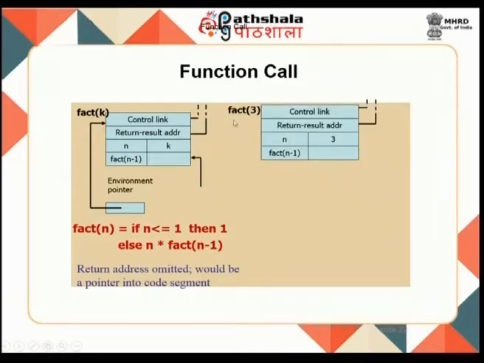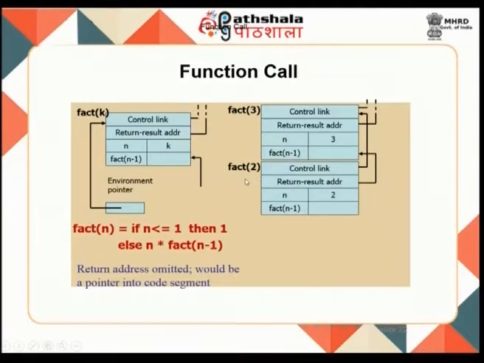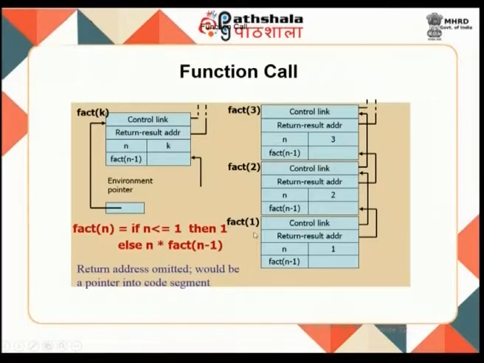So, suppose we start with factorial 3: you have n equal to 3 here, and factorial n minus 1. This in turn will call factorial 2, and this is on the bottom of the stack. Then you have 2 here and factorial n minus 1, and then n equal to 1 and factorial n minus 1. After this there is no call. So, factorial 1 will return. When it returns, it will pop this and go back with the result to this one, where it will be stored, and then whatever processing has to be done is done. Then you have finished factorial 2, so this will be popped from the stack, and then you will go to this.